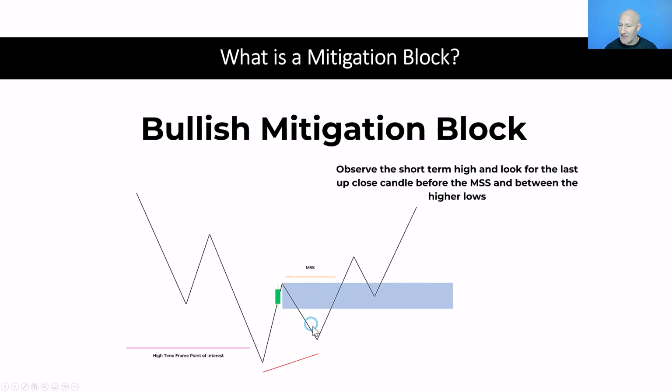And you can see that price trades above that. We create a new short-term high, so we break market structure here. Price trades back in to that blue box before then trading higher. And so that's our bullish mitigation block.